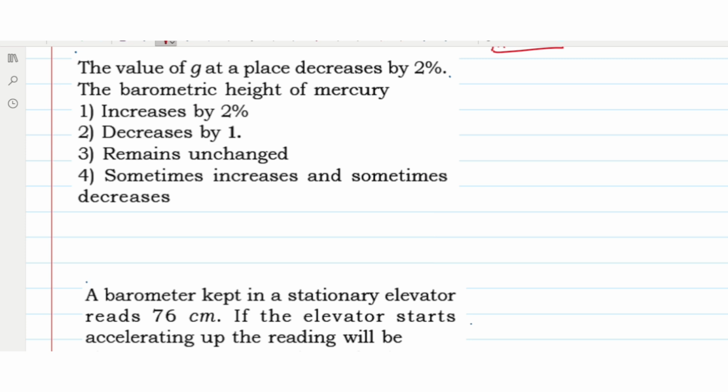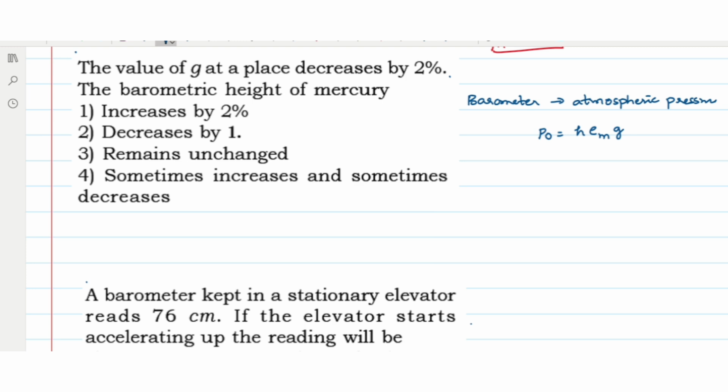Now look at the next question. The value of g at a place decreases by 2%. They are asking about the barometric height of the mercury. Remember, a barometer is an instrument, and we use it to measure the atmospheric pressure. The atmospheric pressure P naught formula is h into density of the mercury into g, which means the atmospheric pressure is a constant value.